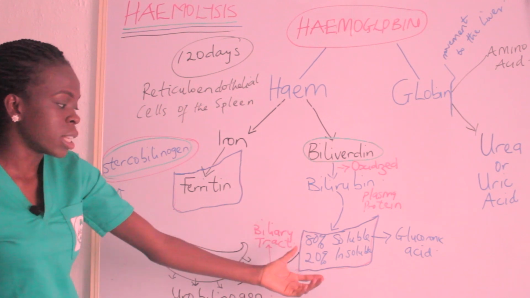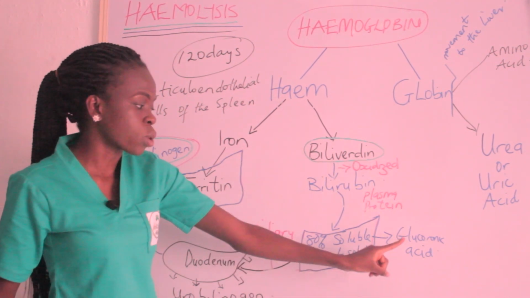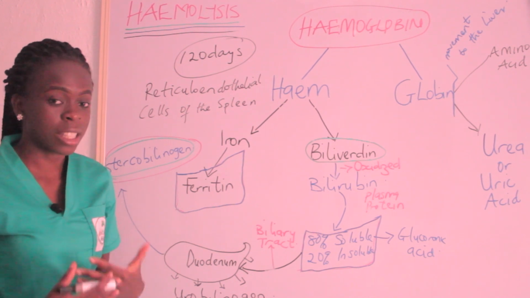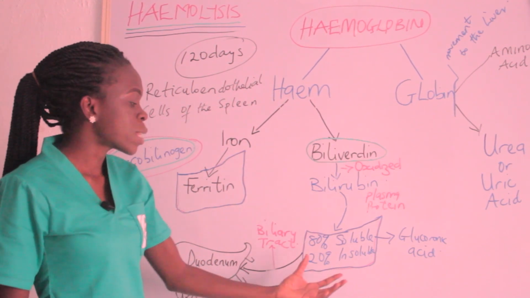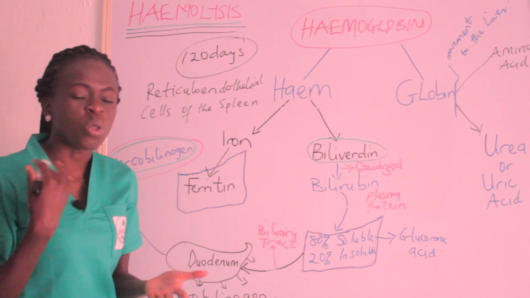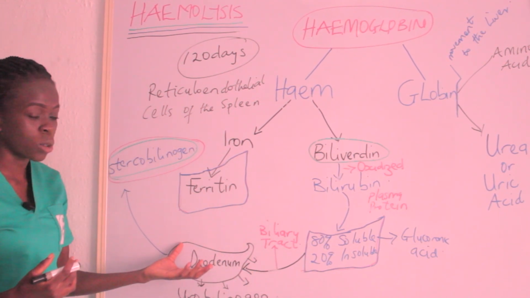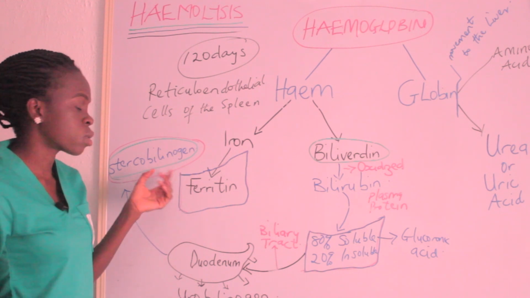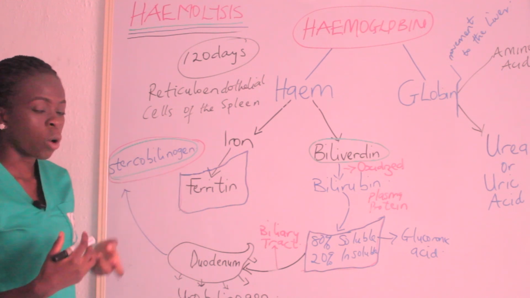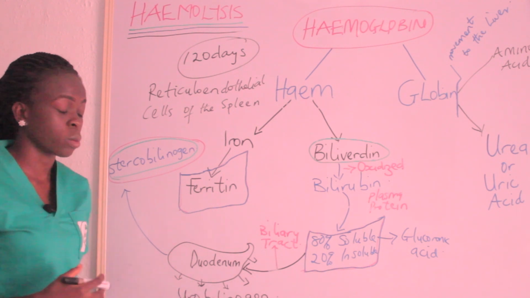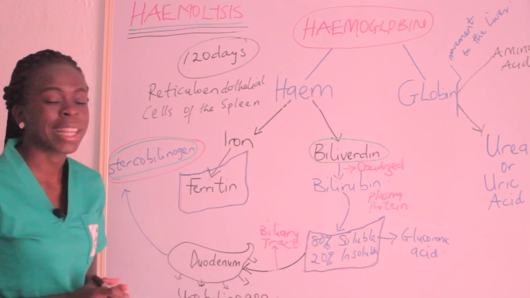When it gets to the liver, 80% combines with glucuronic acid to form soluble bilirubin, while 20% are insoluble, not able to dissolve in water. Then they pass through the biliary tract to the duodenum, where bacteria act on it to form stercobilinogen, and some parts are reabsorbed into the bloodstream to form what we call urobilinogen.